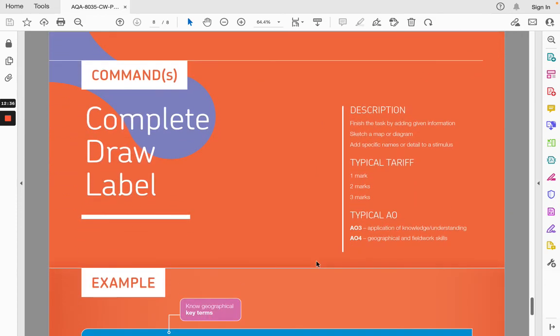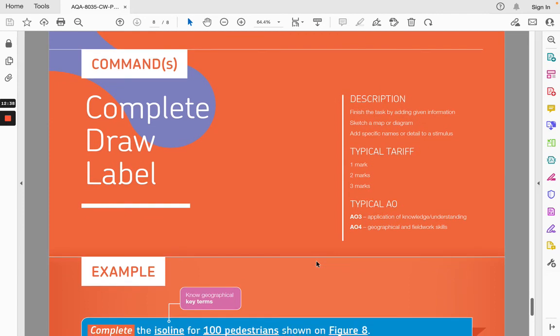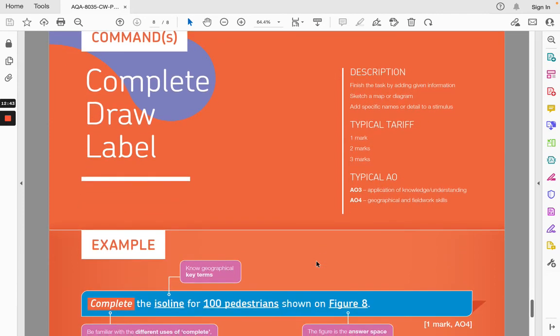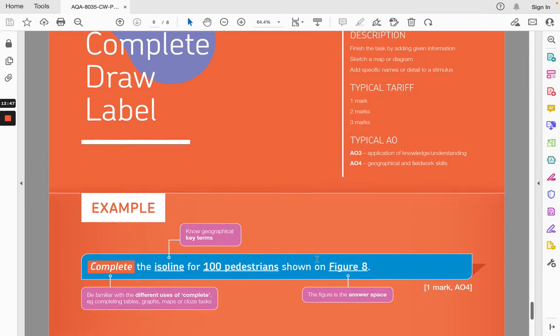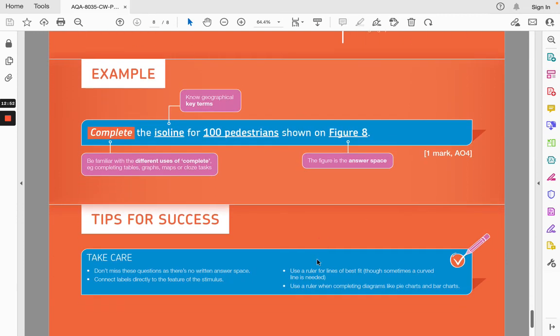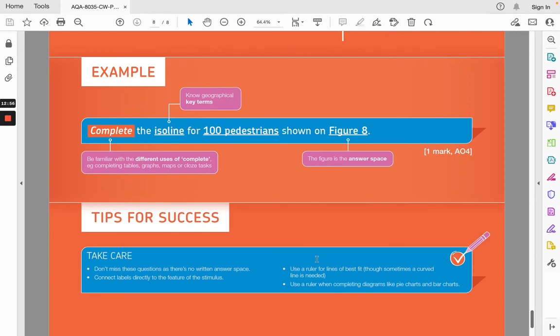And is this the last one? I think it is. Complete, draw, label, AO3 and 4, just showing that application and use of skills for fieldwork skills. Pretty straightforward. Don't miss them. What students tend to do with these questions is rush. So they will fly through them, and you don't need to. Okay, just slow down, use a ruler, okay, and read the question carefully.